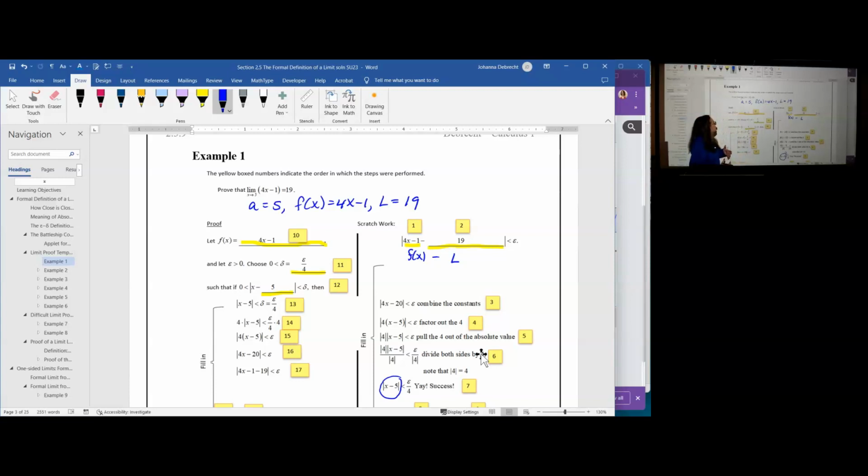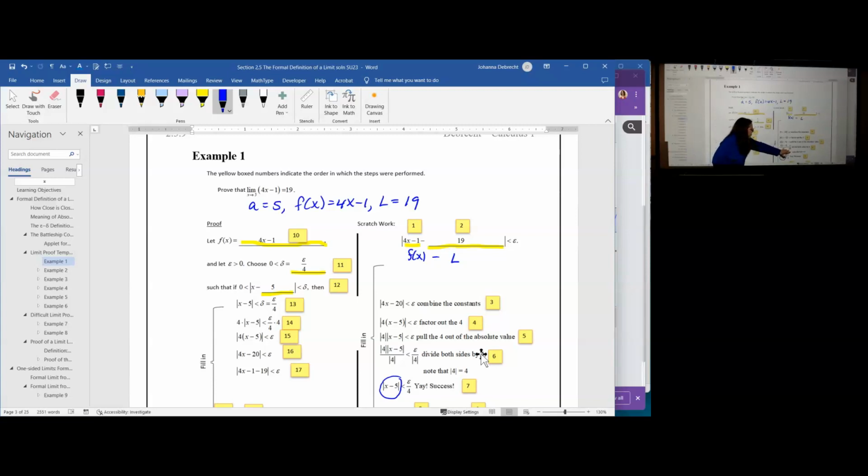Now I'm ready to write the proof. Let f of x equal 4x minus 1, and let epsilon be greater than 0. Choose 0 less than delta equal epsilon over 4, found over here, such that if 0 is less than absolute value of x minus, write your a value here from the limit, less than delta, then start with your last statement, absolute value of x minus 5 less than delta equal epsilon over 4.